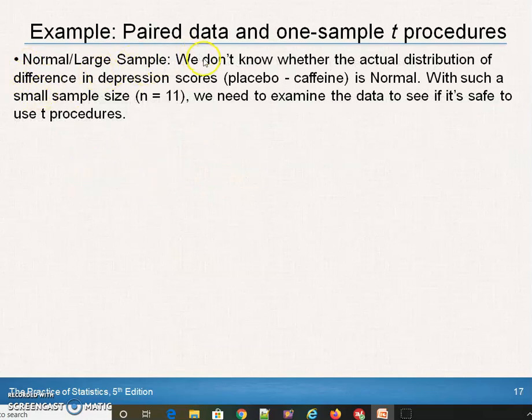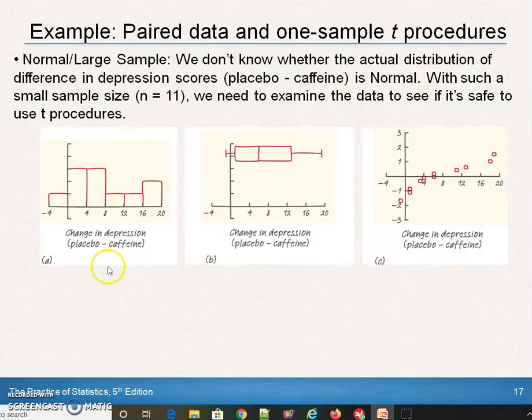The normal and large sample size, we've only got 11, so that doesn't take care of our normal distribution, and we don't know that it's normal beforehand. So we better look at some things like a histogram, and you might say, oh, that doesn't look very bell-shaped. Well, it's not horrible. It's at least not backwards, so it's sort of bell-shaped.